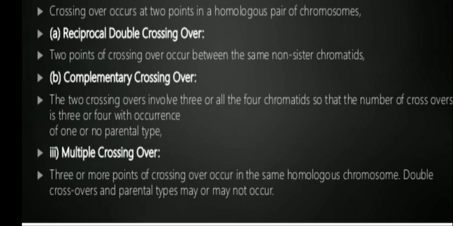Then the next type of crossing over is multiple crossing over. Here 3 or more points of crossing over occur in the same homologous chromosome, and double crossing over and the parental types may or may not occur here.